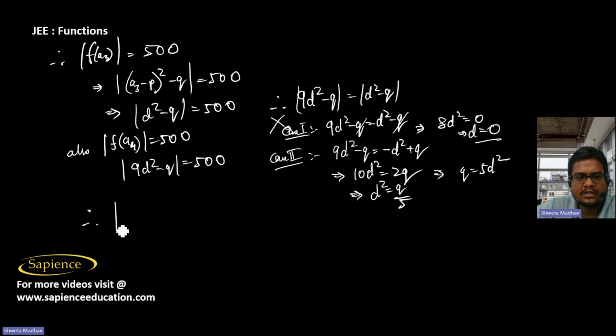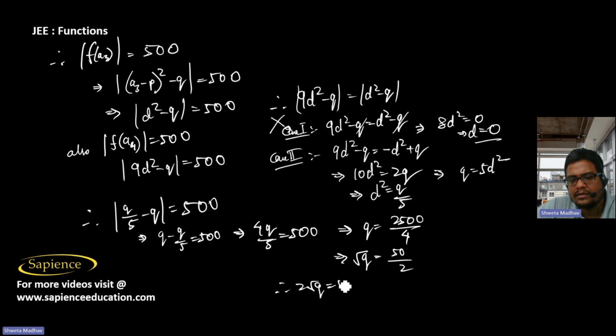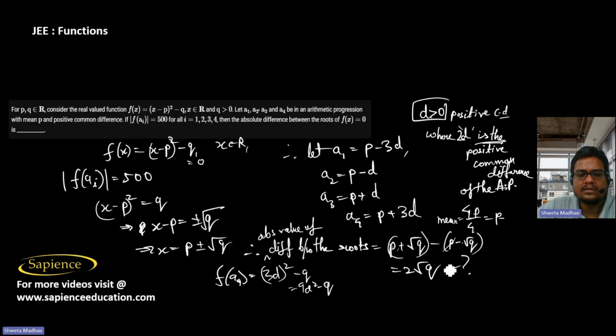So we can say mod of q by 5 minus q is equal to 500. This will be q minus q by 5 equal to 500, so 4q by 5 is equal to 500. Therefore q will be equal to 2500 by 4, that is 625, so root q will be 50 by 2, that is 25. Therefore 2 root q will be equal to 50. So 50 is the absolute value of the difference between the roots. So 50 is the answer.